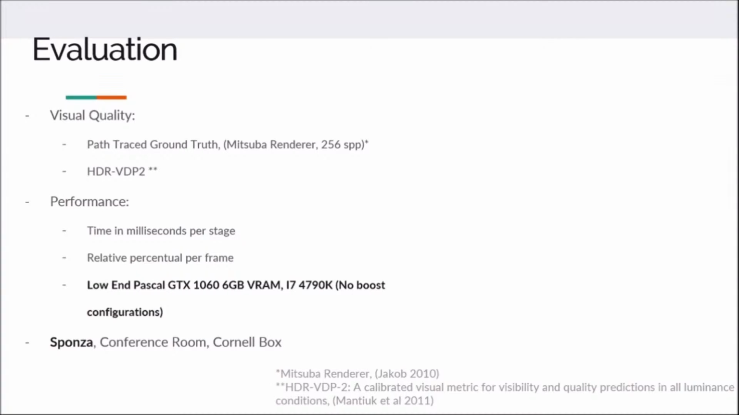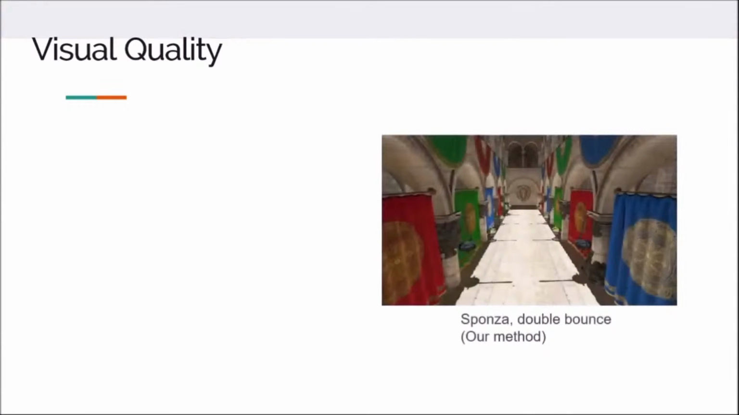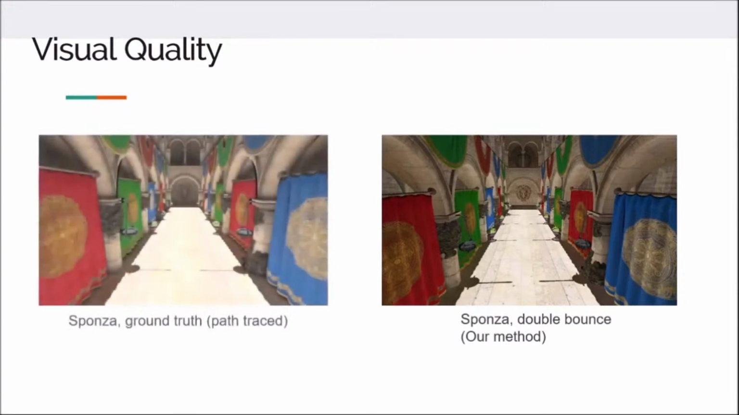We evaluate the algorithm in three themes: Sponza, Conference Room, and Cornell Box. But due to time issues, we will focus on Sponza only in this presentation. Visual quality first. See our method on the right, two bounces of light, and the path traced ground truth on the left. Notice near the curtains on the floor how we achieve similar levels of color bleeding.